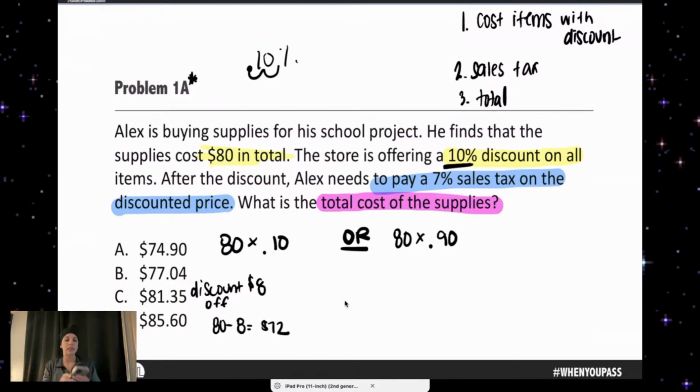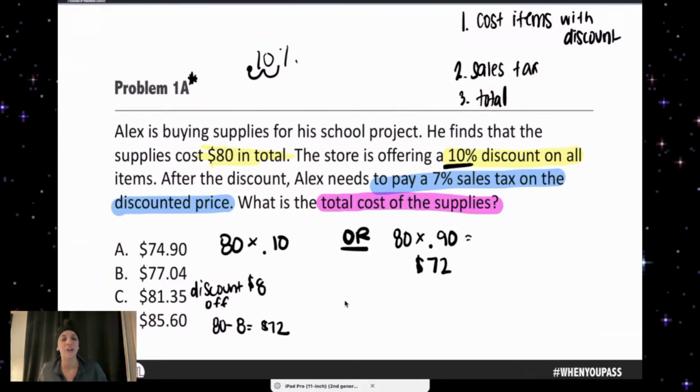Or I can do 80 times 0.90. So I'm going to open my phone, use my calculator. 80 times 0.9 is 72. That's the amount that I'm paying. Either way works, whichever way is better for you.